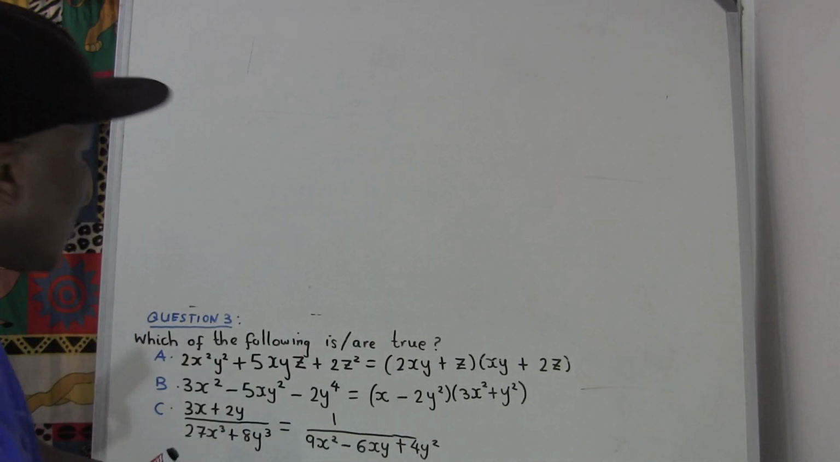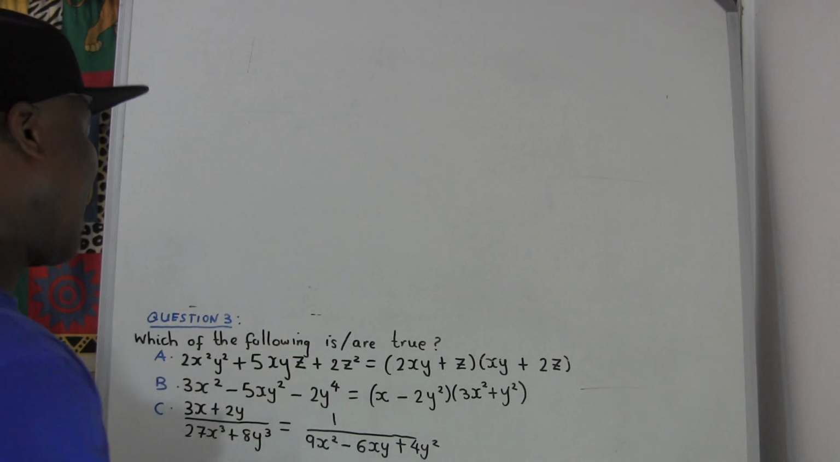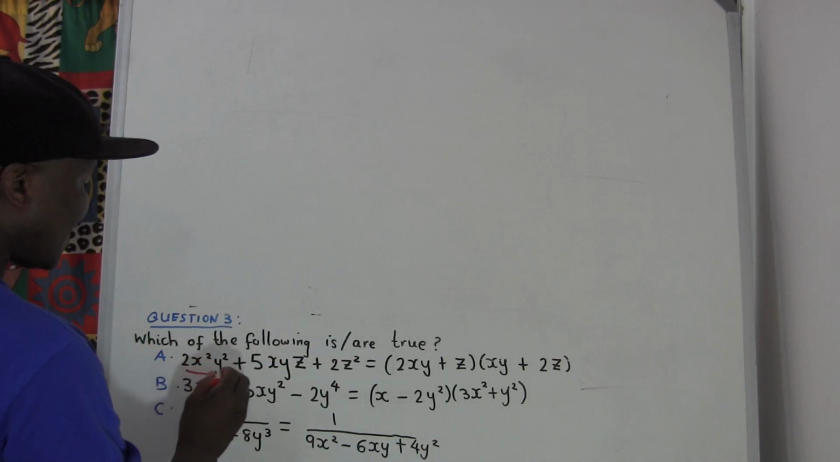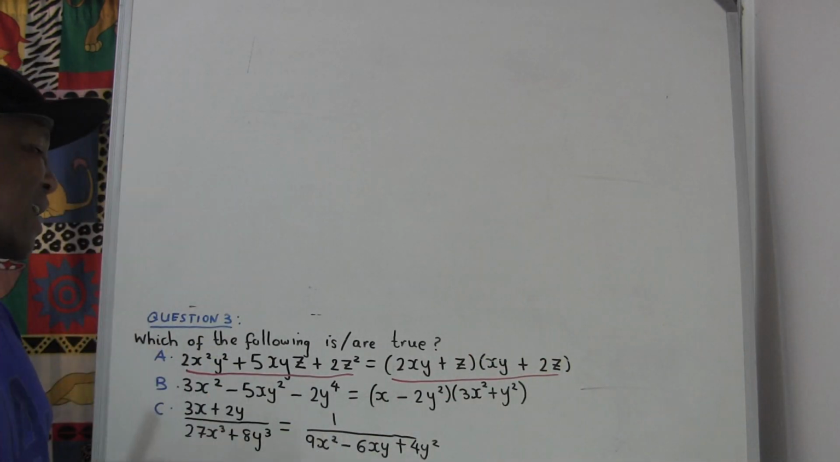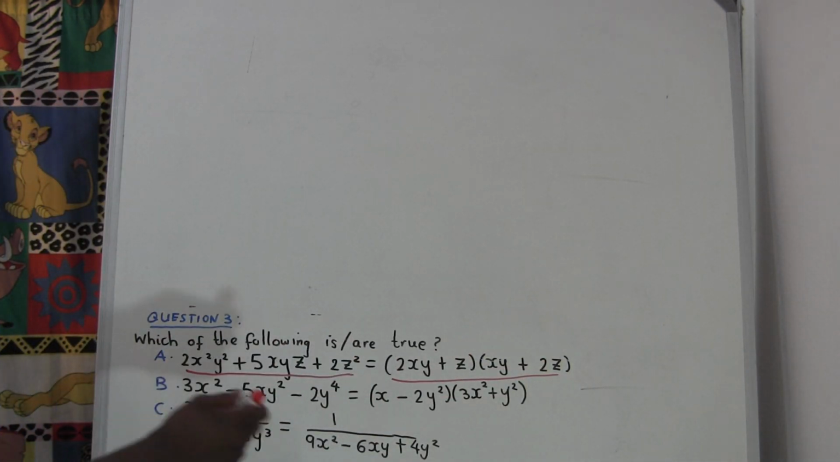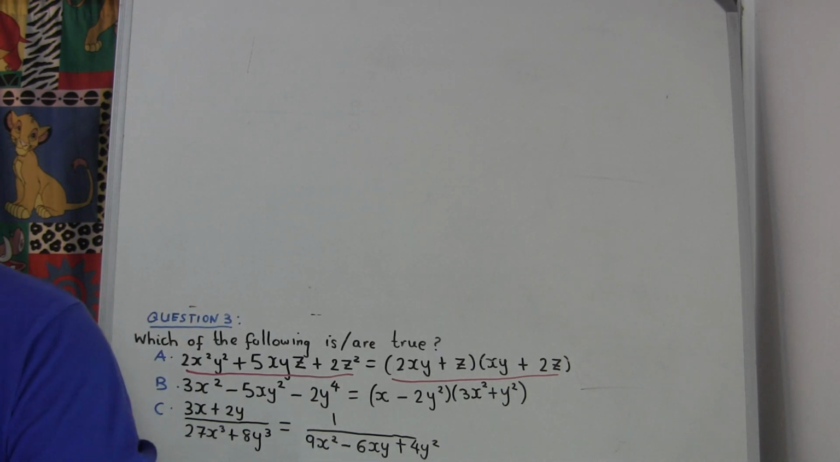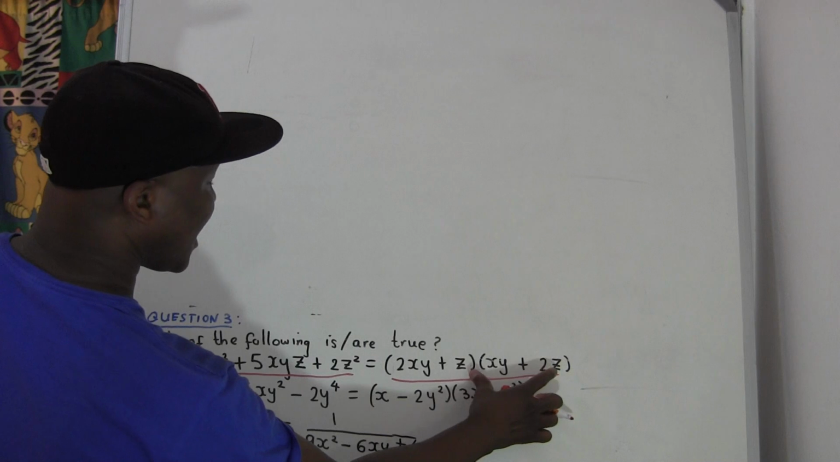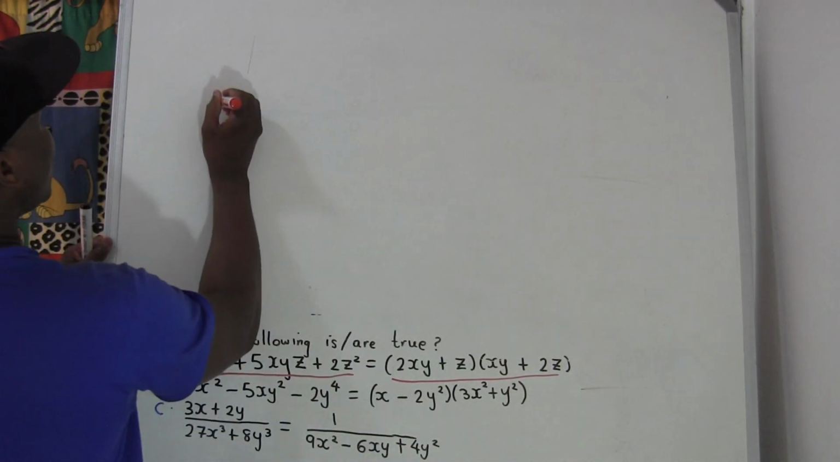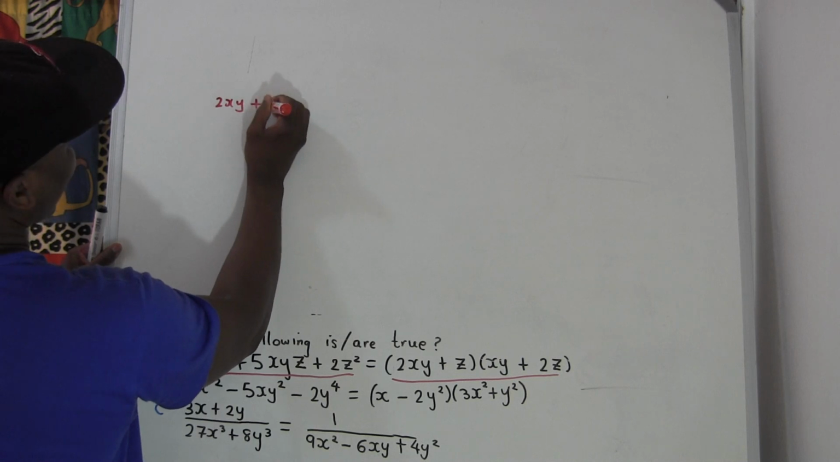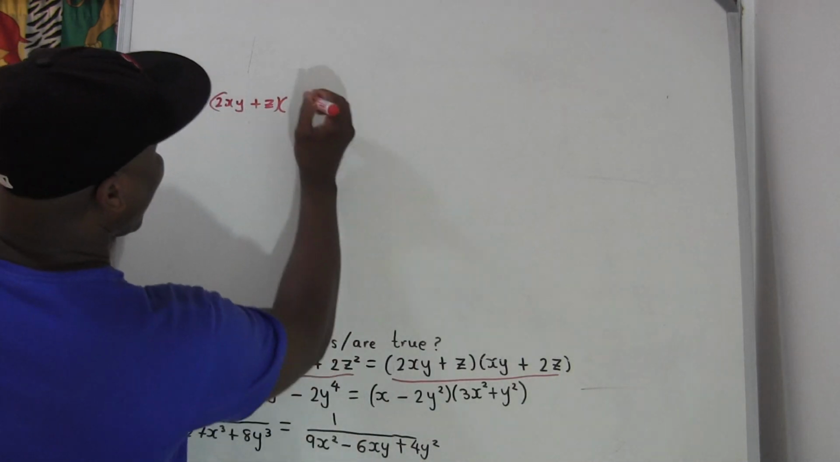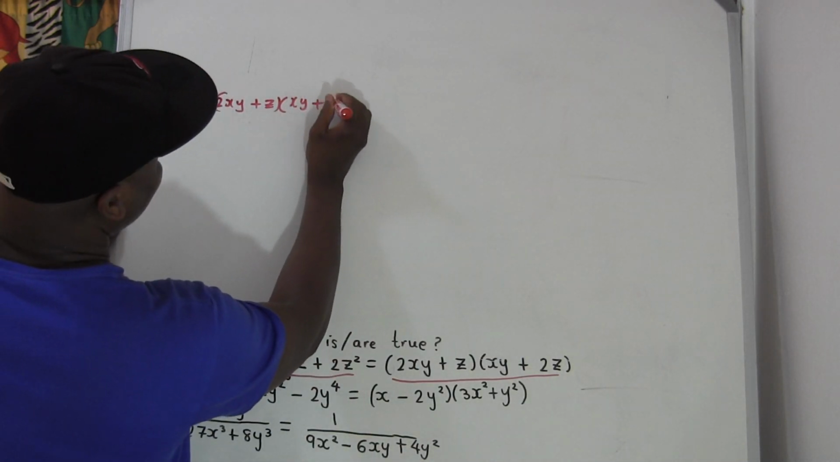Question number 3 is which of the following are true? So you do the same again. You're given the left hand side here, this stuff, and this. What I'm going to do is take this and multiply each other, and see if it's going to give me the one on the left. So now let's go. I'll take this and expand it. So I got 2xy plus z, and then I got xy plus 2z.